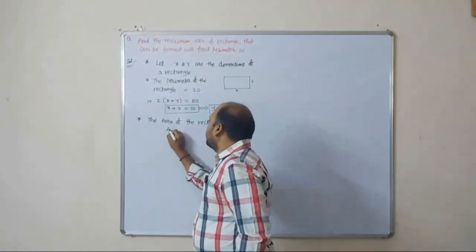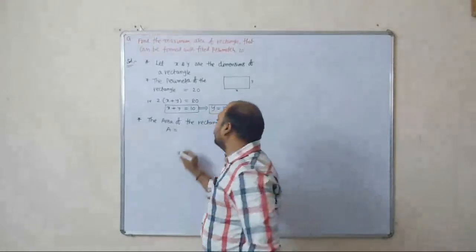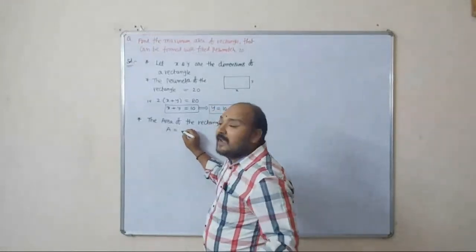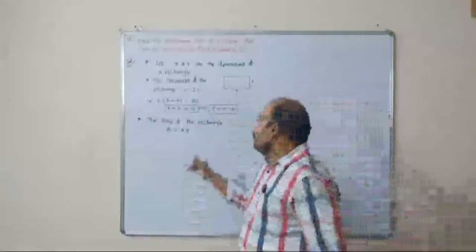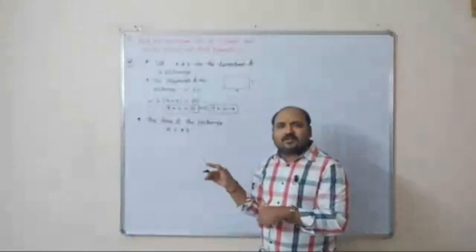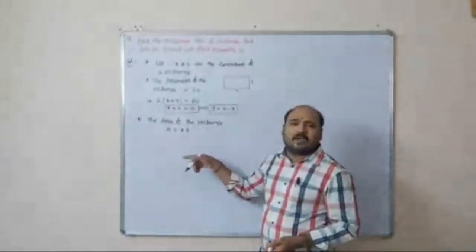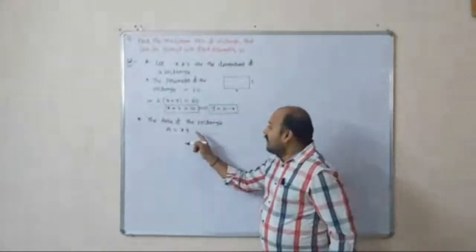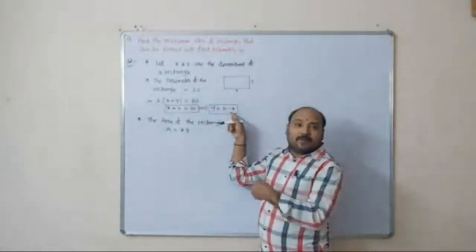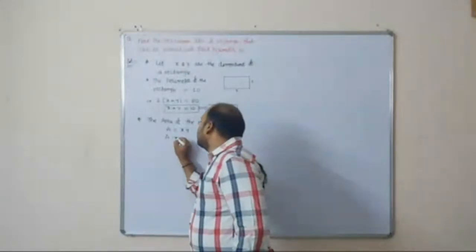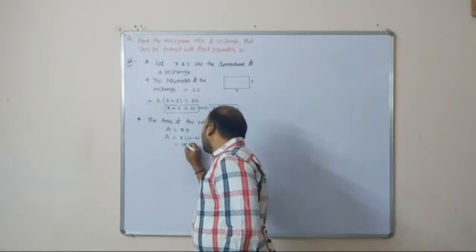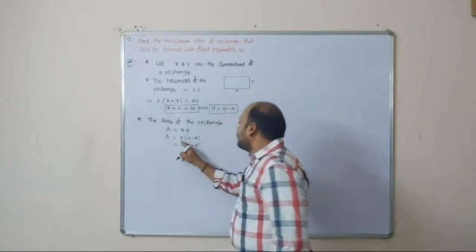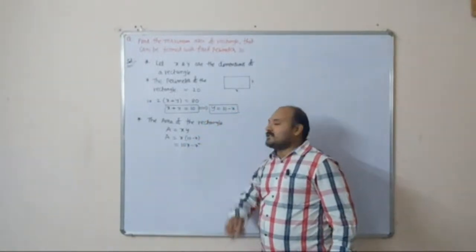So the formula for the area of the rectangle, A equal to, what is the formula? L into B. L is x, breadth is y. A is equal to x into y. But A is in terms of x and y, so I am not able to write f of x here. Why? Because y is there. But y in terms of x is there now, 10 minus x. Then A is equal to x into 10 minus x, that is equal to 10x minus x square. 10 into x minus x into x.